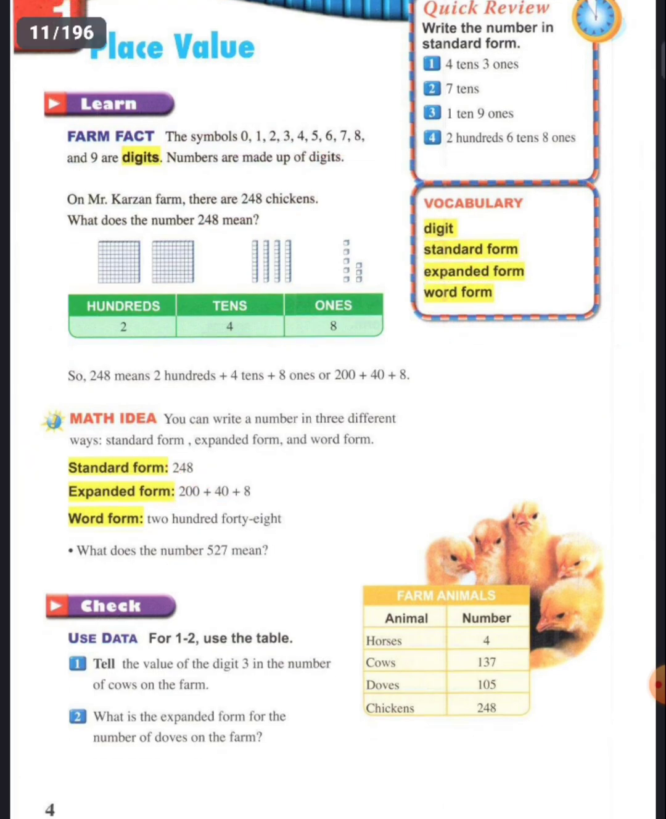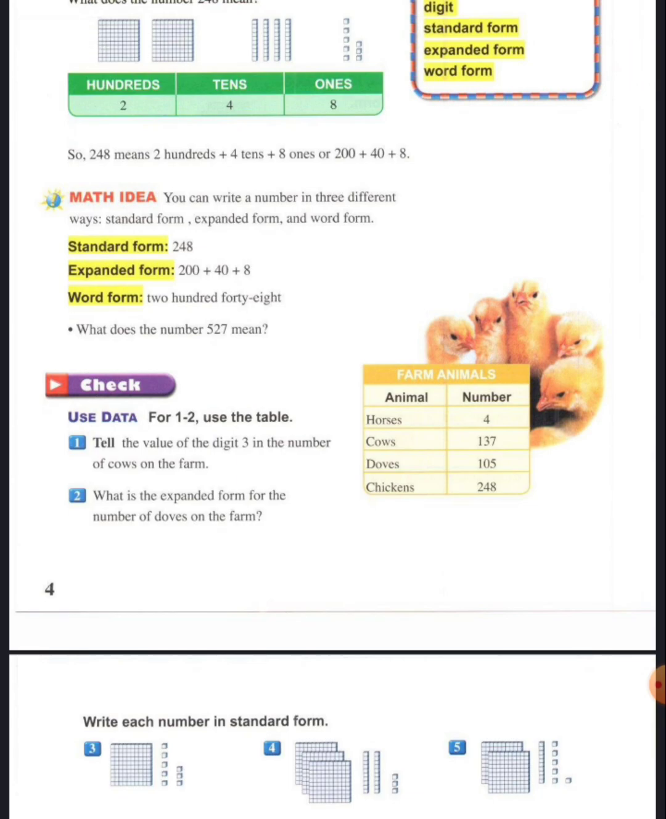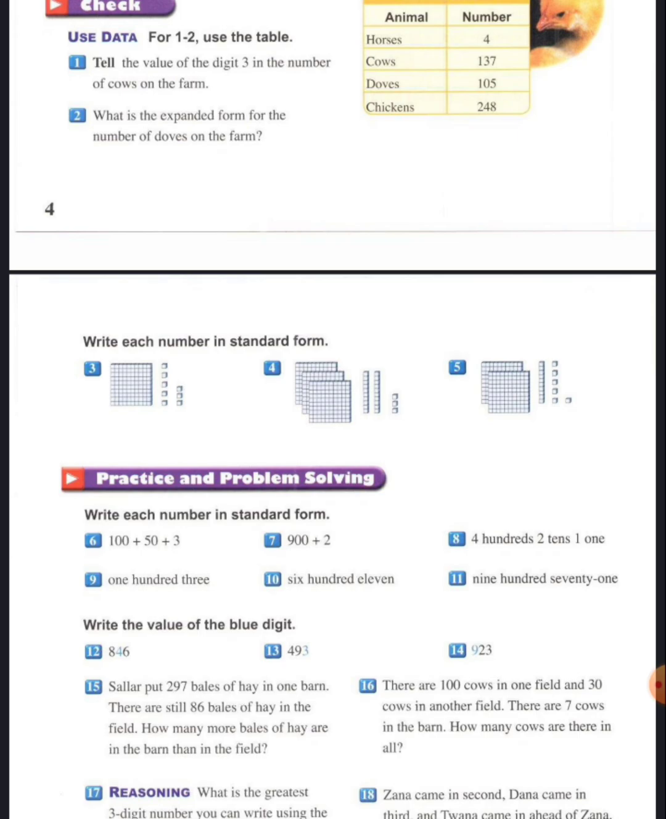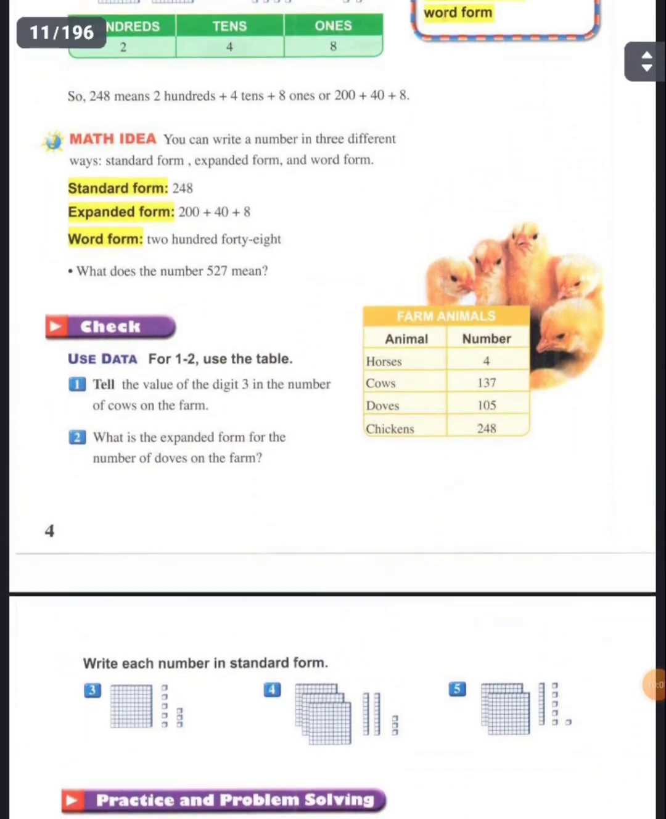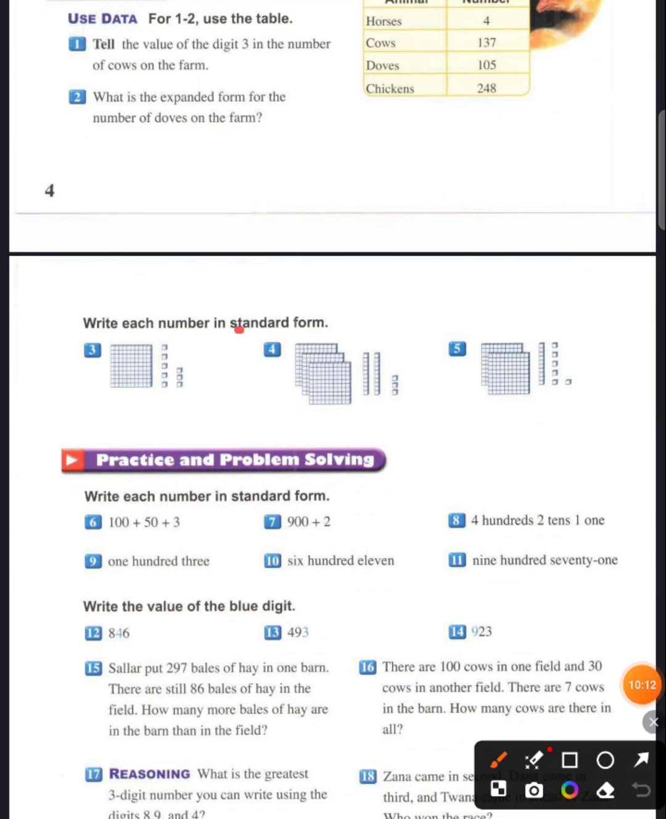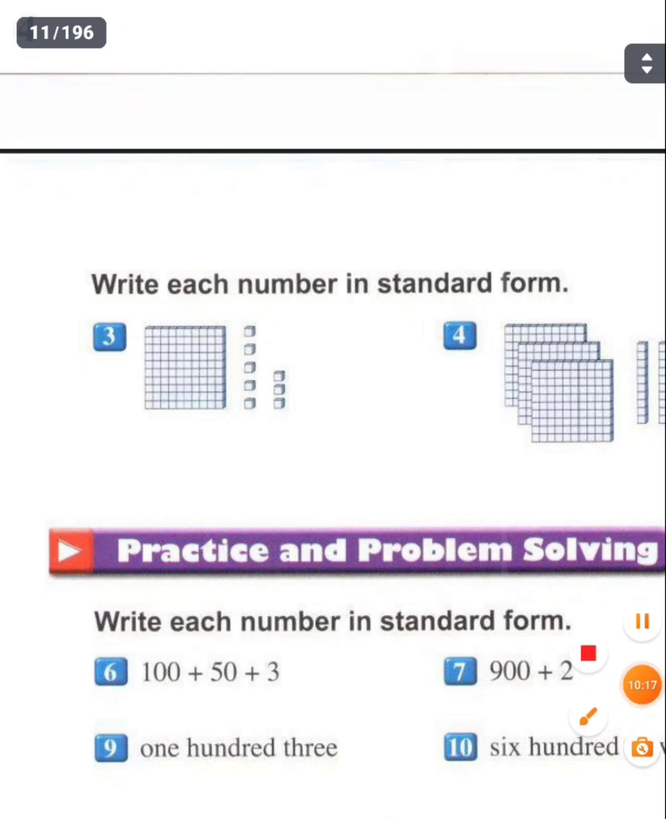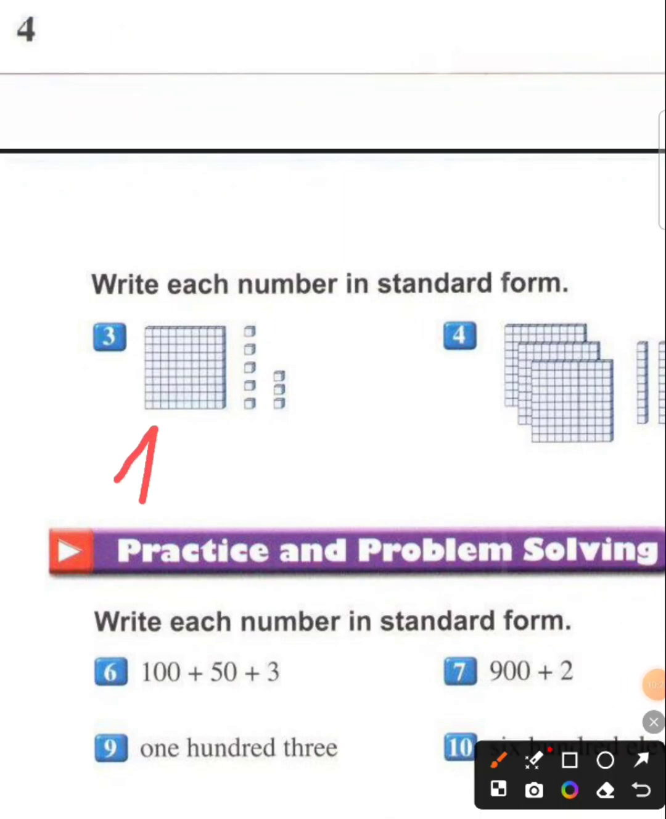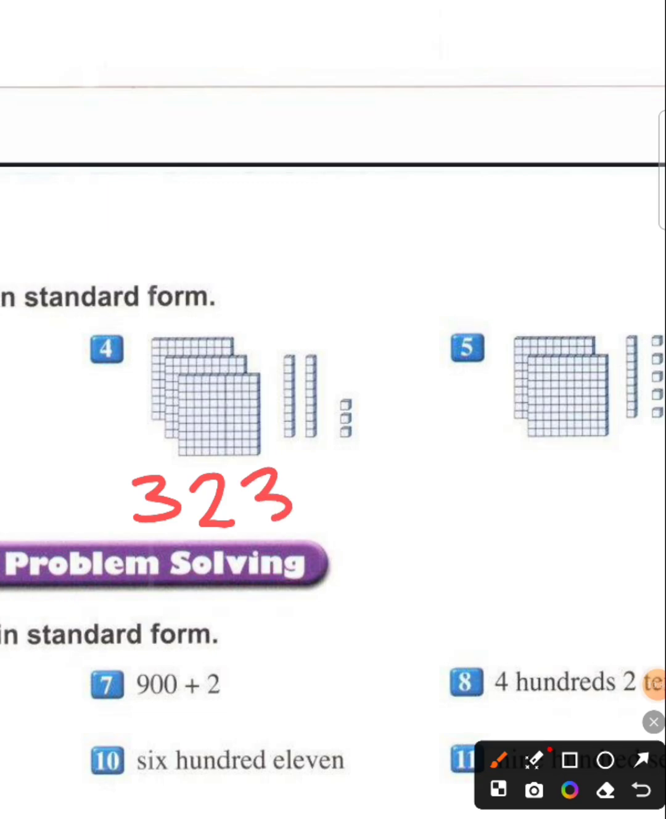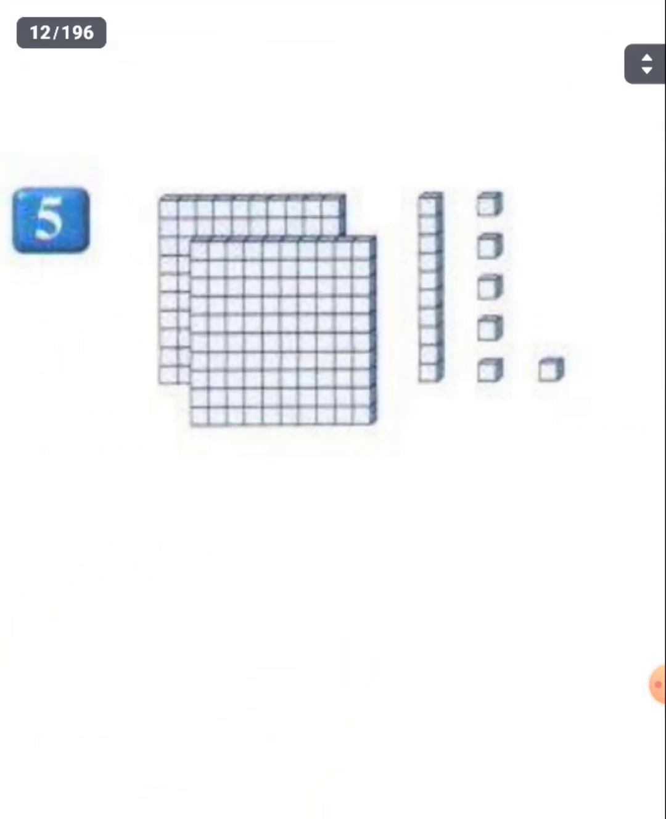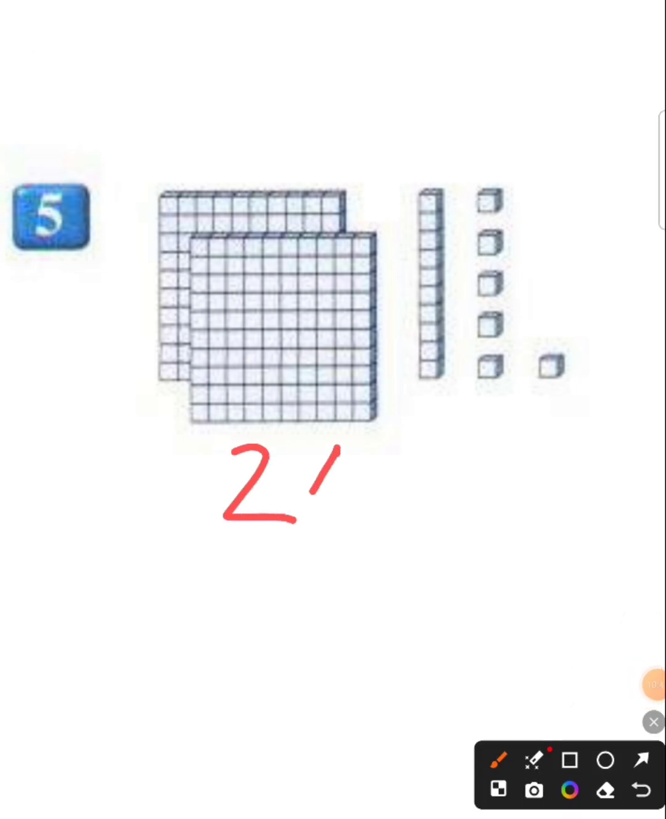Now we have another activity with the farm animals. It's easy and you must only read what they ask you. So we will try to write each number in standard form. What is standard form? Standard form is numbers. So let's start together. Write each number in standard form. We say it's 100 and 1, 2, 3, 4, 5, 6, 7, 8: 108. After, here we have 323, and here we have 200 and 1, 2, 3, 4, 5, 6: 216.